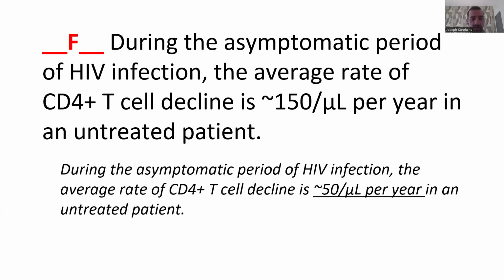Okay, true or false? During the asymptomatic period of HIV infection, the average rate of CD4 T cell decline is about 150 per year in an untreated patient. That's false. It's much lower. The asymptomatic period of HIV infection, the average rate of decline is more like 50 per year in an untreated patient.